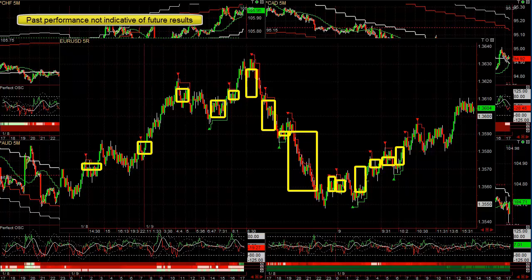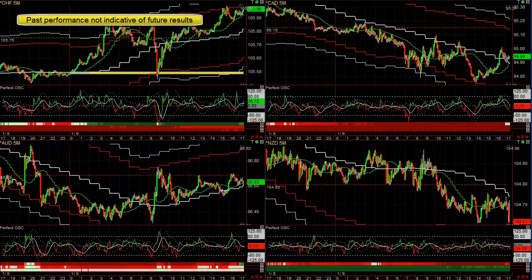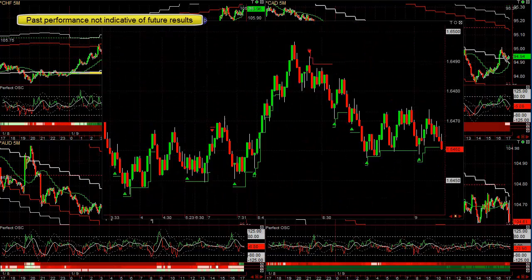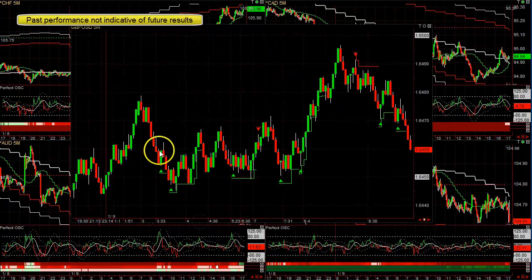And that's the key to trading. Small losses, big wins. It's not rocket science. And this is the euro dollar here. Let's take a look at some of the other ones. Here's the pound dollar. You have a small loss here, decent sized win.